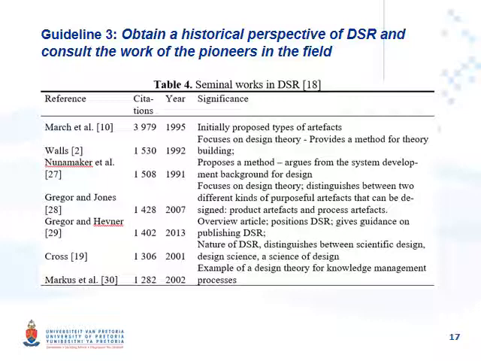Some of the other works that you should consult when you are busy with design science research are March et al., Walls, Nunamaker, Gregor and Jones, Gregor and Hevner, Cross, Markus et al. I listed here for you on the left-hand side just the number of citations so that you can see which of these are the most popular works and which have been cited a lot. So these are definitely works that you should include in your reading when you are involved in design science research.